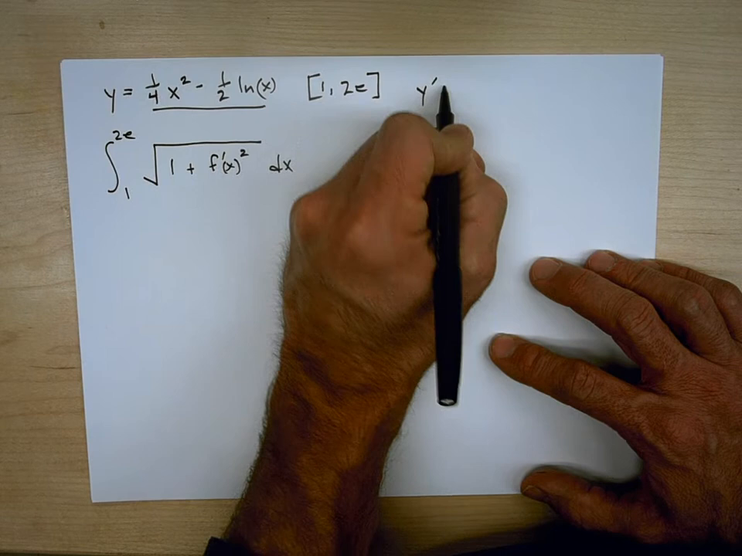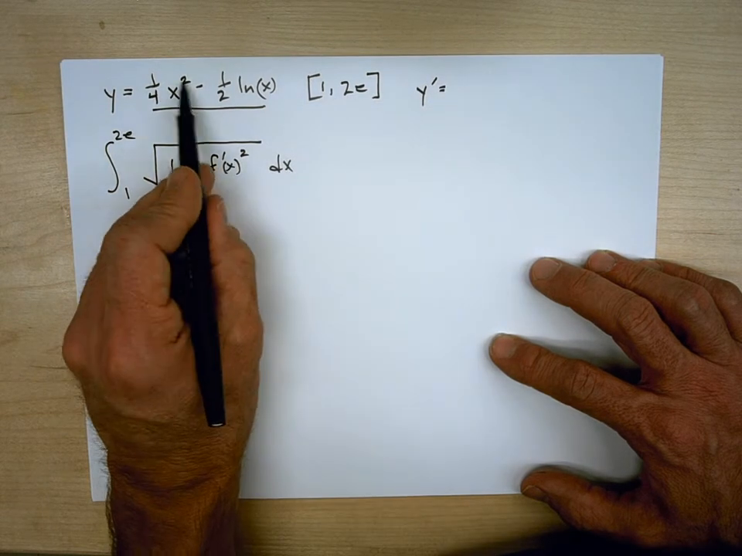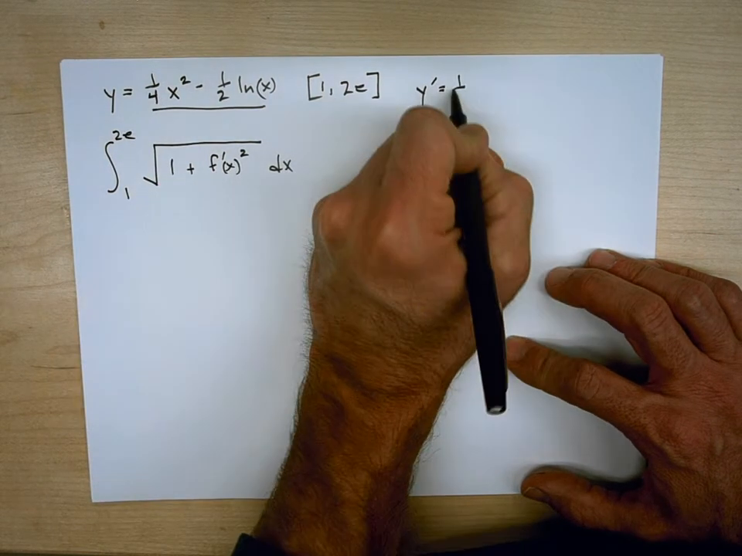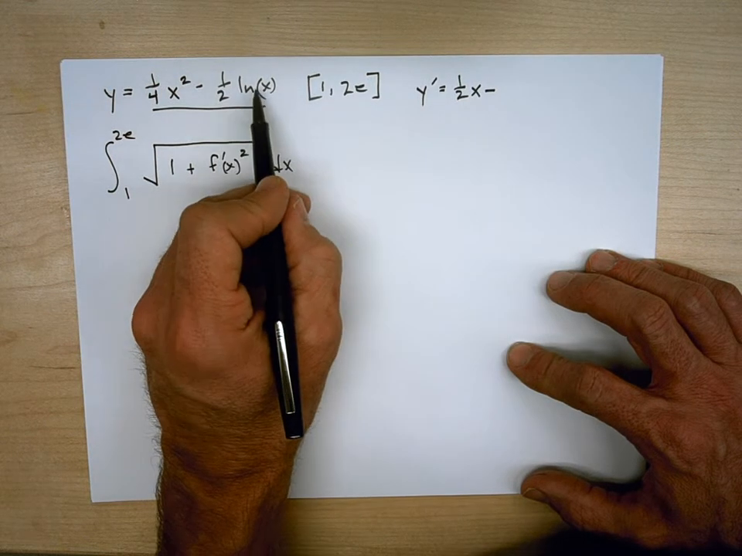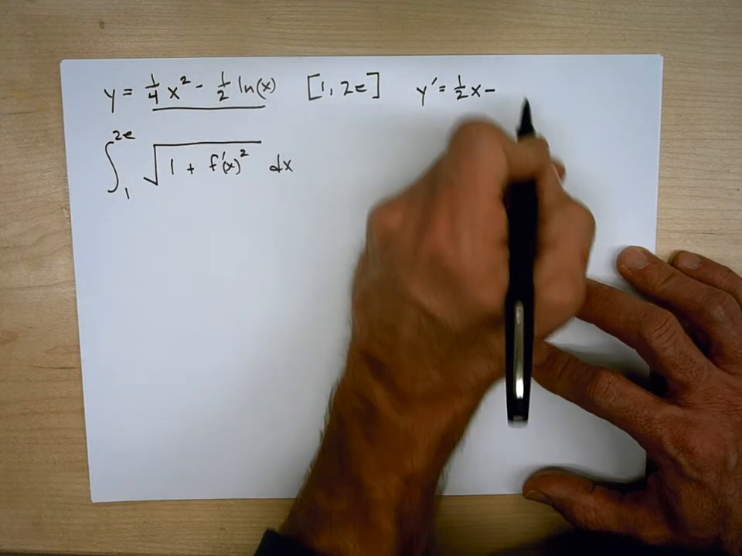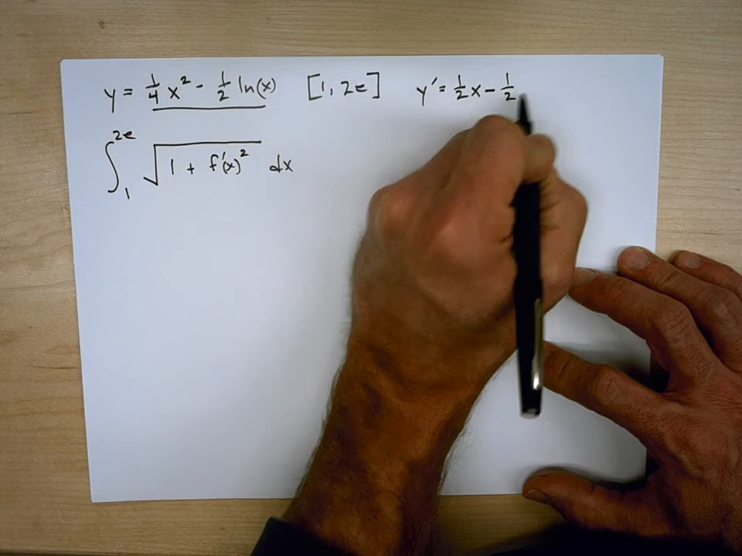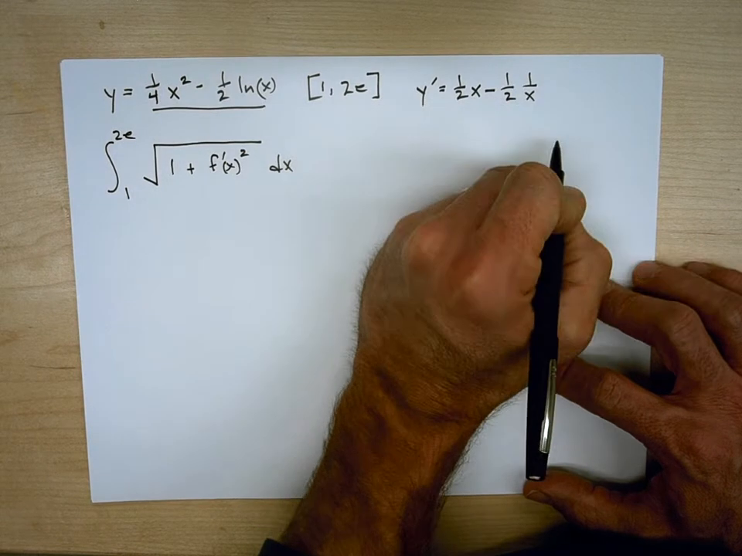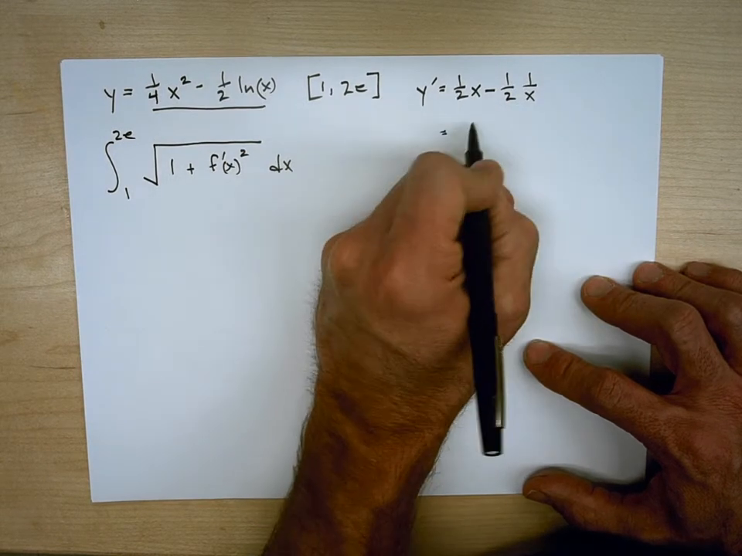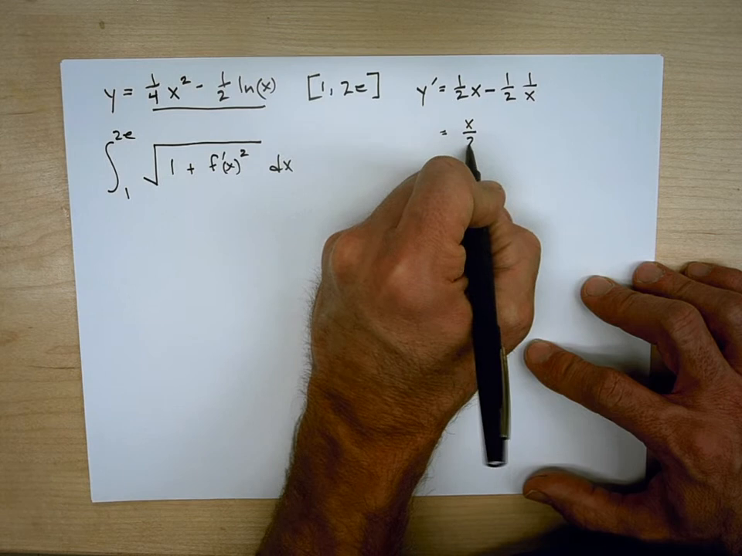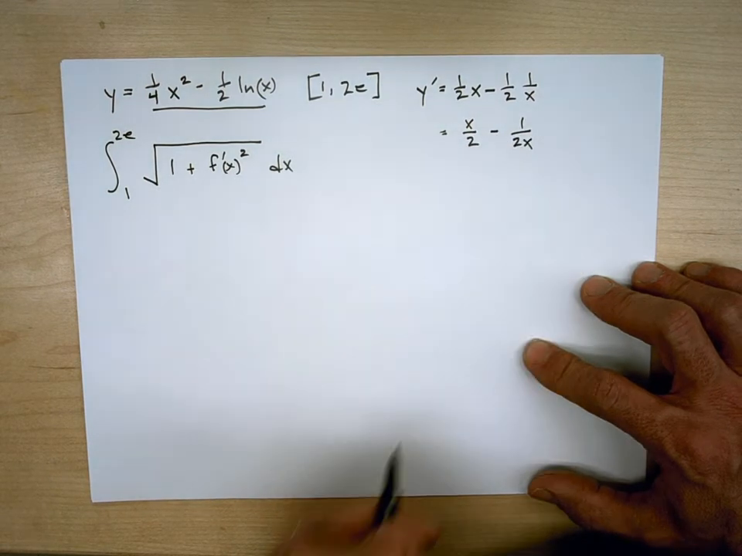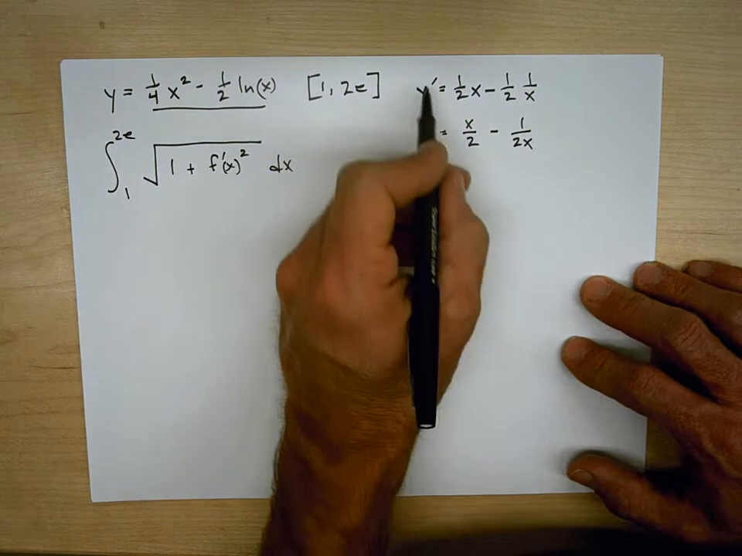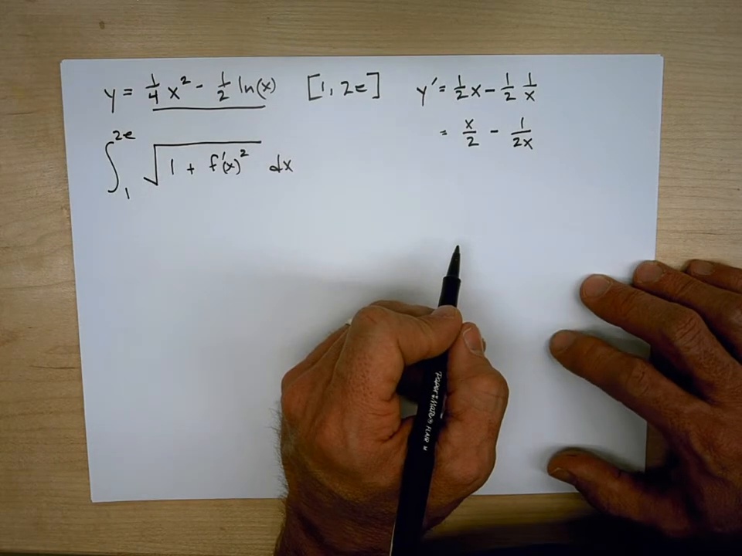So y prime, that's going to be 2 times 1/4, which is 1/2 x, minus 1/2 times the derivative of natural log, which is 1 over x. So that'll just give me 1/2 times 1 over x, which I can rewrite as x over 2 minus 1 over 2x. All right, so there's my derivative. Now I need to square it.